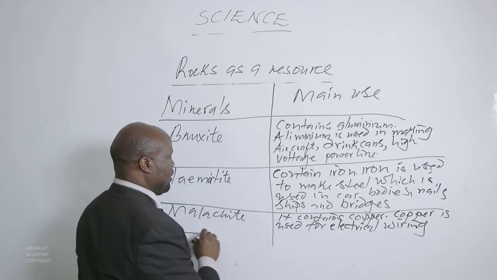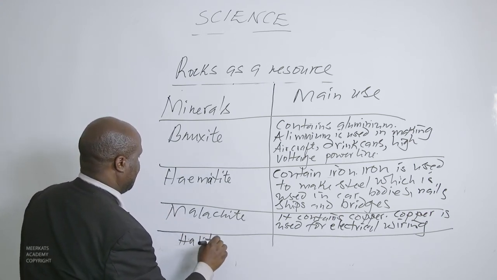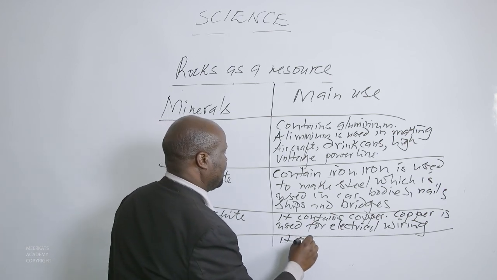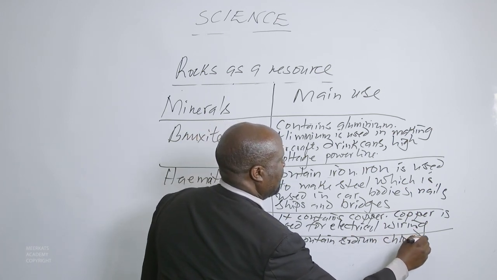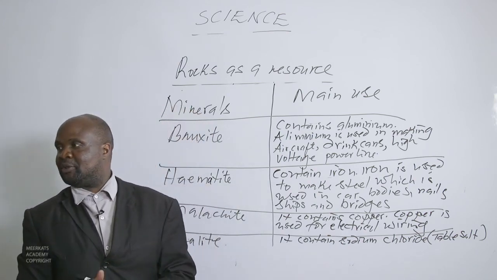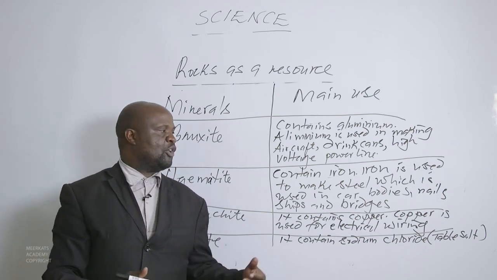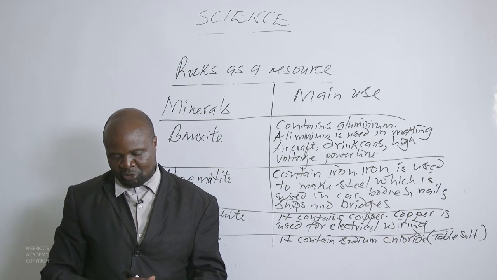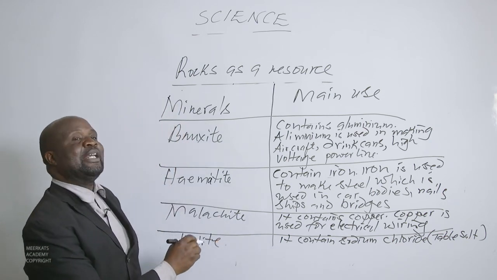Then the last mineral we shall check here is halite. Now this mineral halite contains sodium chloride. Sodium chloride is table salt, and we know how important table salt is as far as cooking is concerned. Whenever we are cooking food and so forth, we can use table salt to add flavor. So sodium chloride is used in food preparation and medical applications. So we can find this mineral called halite is quite important.